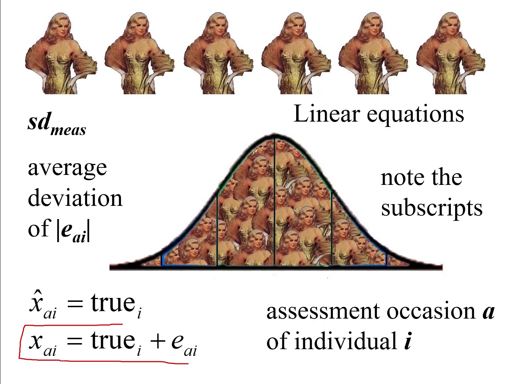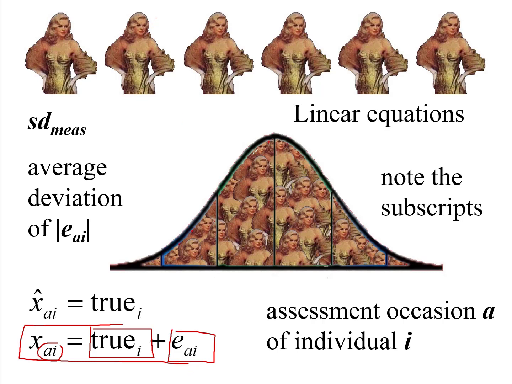Or we could take away the hat and write the equation at the bottom. Down at the bottom we have the actual score on variable x. The actual score we get on assessment occasion A for individual I is equal to the true score for individual I plus however much error we made on assessment occasion A for individual I. That's how much error we made on that particular assessment occasion.